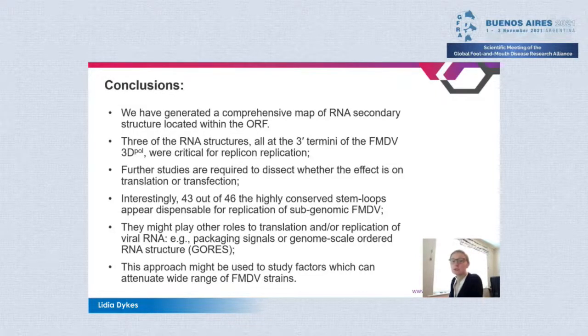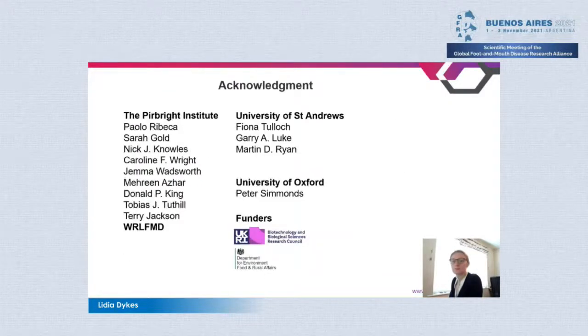It is possible that some of these apparently non-functional structures play a role in viral genome packaging or are genome-scale ordered RNA structures, GORs, which may play a role in persistence of FMDV in its natural host. These functions would not be detected by our replication model system. Although limited, this approach might be used to study factors which can attenuate a wide range of FMDV strains.